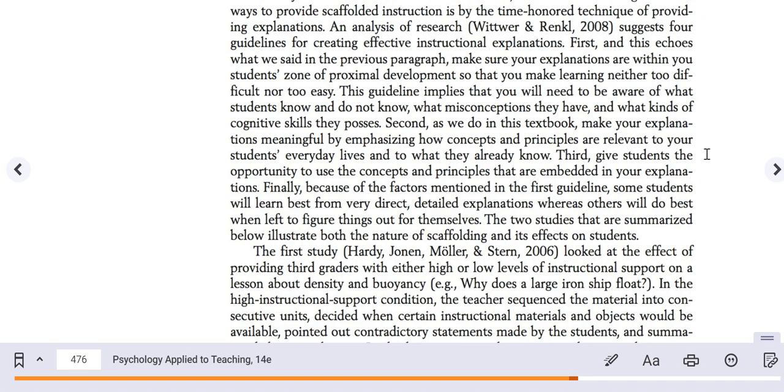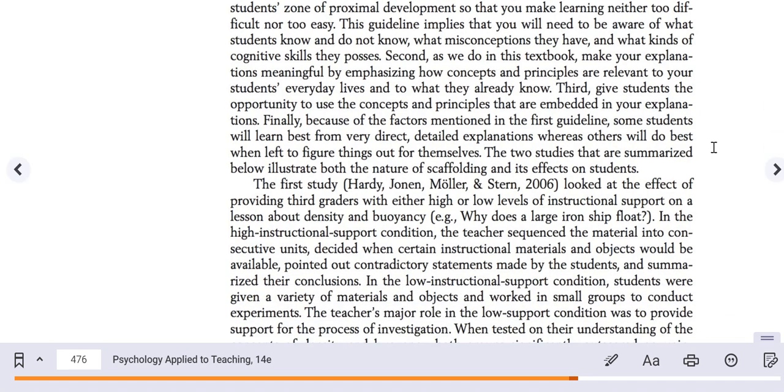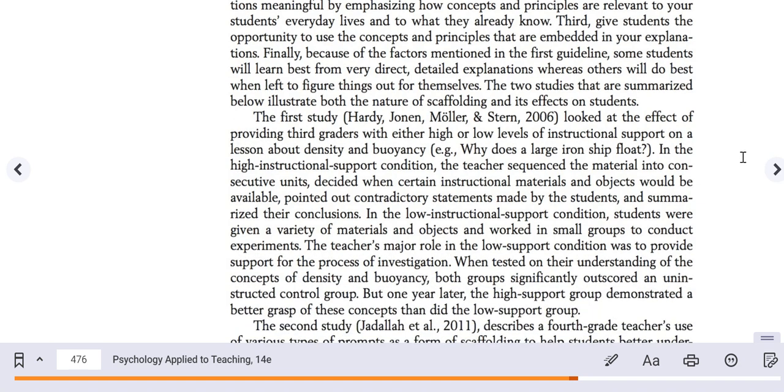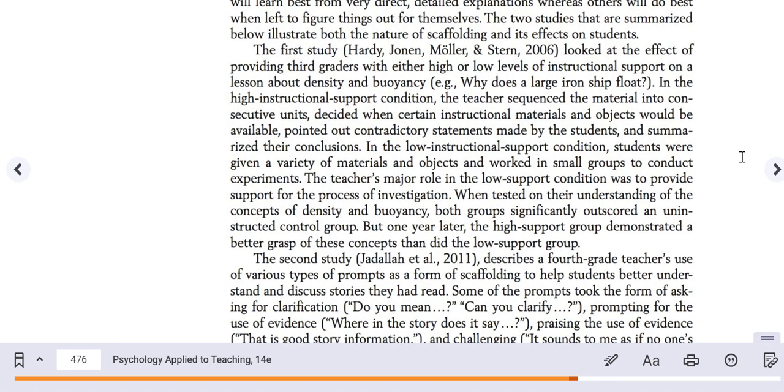The other 2 studies that are summarized below illustrate both the nature of scaffolding and its effects on students. The first study looked at the effect of providing 3rd graders with either high or low levels of instructional support on a lesson about density and buoyancy. Why does a large iron ship float? In a high instructional support condition, the teacher sequenced the material into consecutive units, decided when certain instructional materials and objects would be available, pointed out contradictory statements made by the students, and summarized their conclusions.